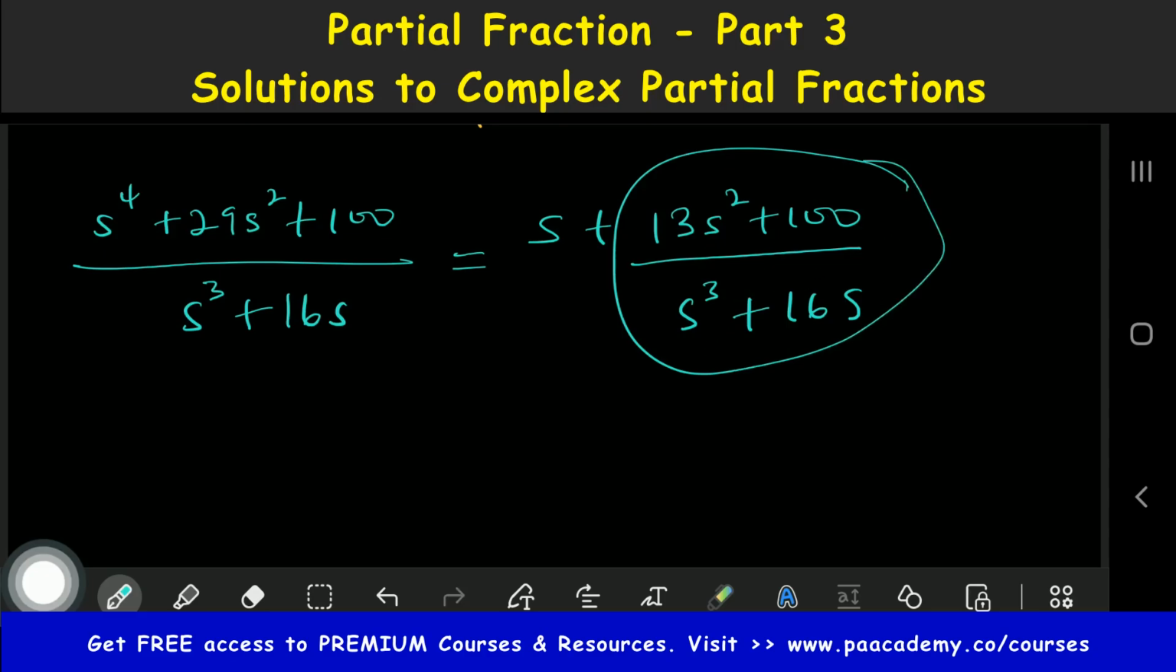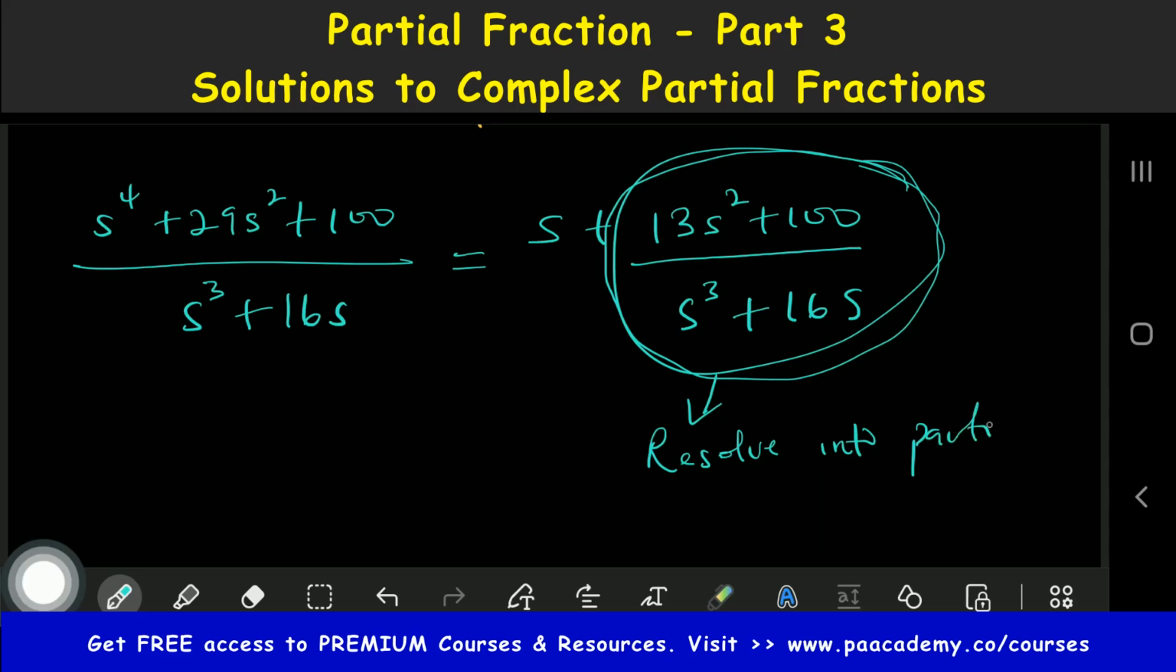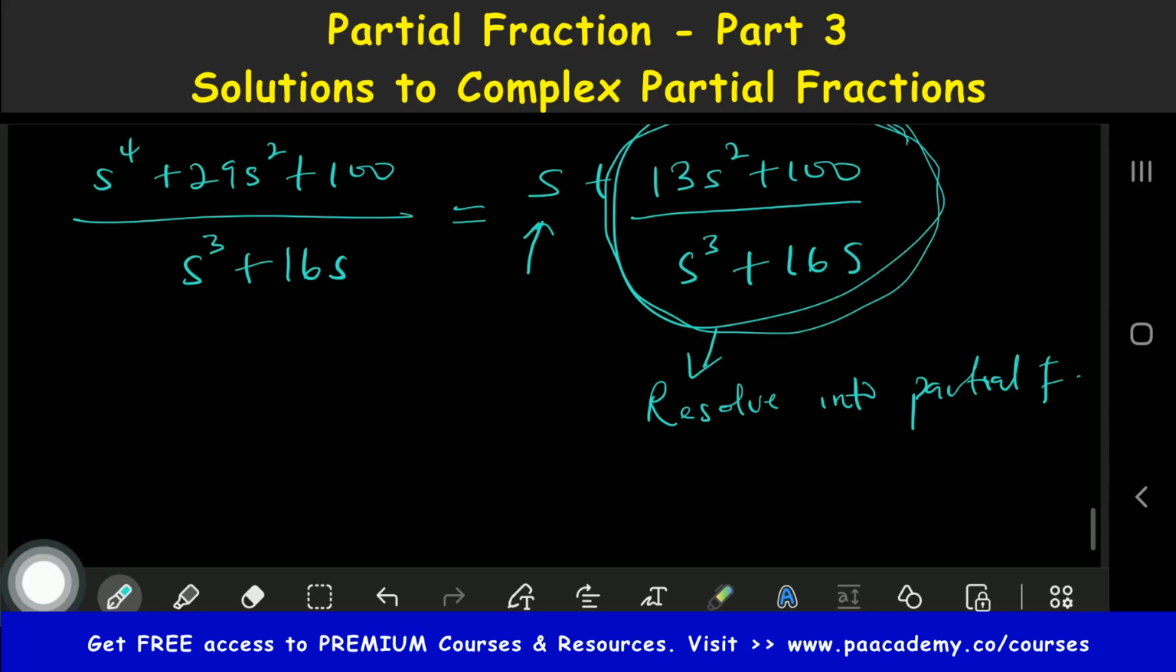All right, so this circled part is what we are going to apply partial fraction to. So this part here is what we are going to resolve into partial fraction. All right, so this s that is right here, we are still just going to include it in our final answer, but let's go ahead and resolve the circled part into partial fraction.